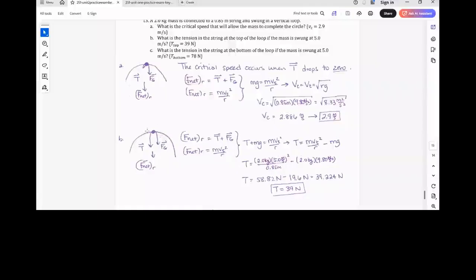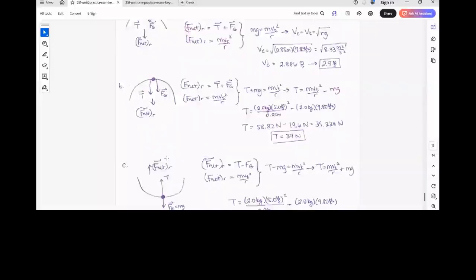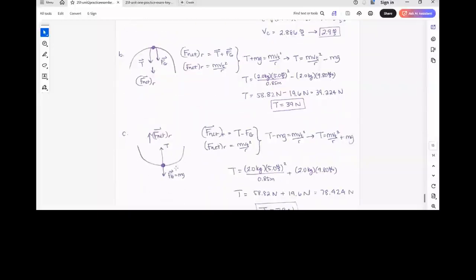So this is kind of equivalent to the feeling of airtime or weightlessness that you might feel if you are on a coaster or an amusement park ride that brings you around a curve like this.